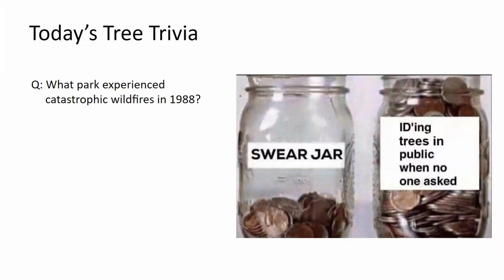So quick trivia question: what park experienced catastrophic wildfires in 1988? Okay, so that was Yellowstone National Park. It was really startling to visit there quite a few years later because it's so far north in Wyoming. The growing season is short. Trees grow very slowly there, so recovery is also very slow. And I have an article linked here that talks about fire recovery after 1988.